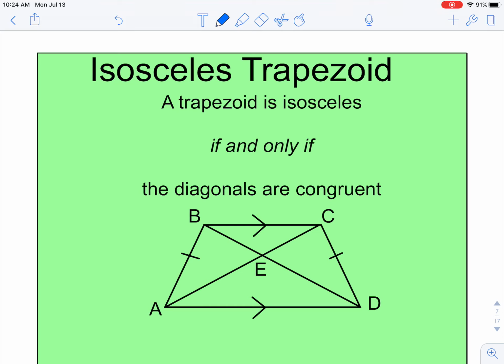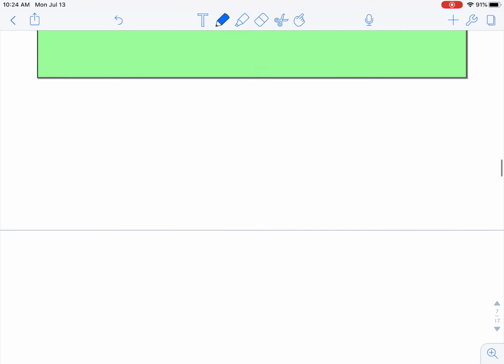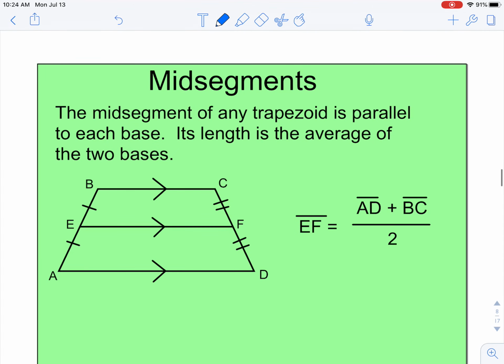So another way to prove a trapezoid is isosceles is if and only if the diagonals are congruent. So that means that BD will be congruent to AC. So these diagonals will be congruent.